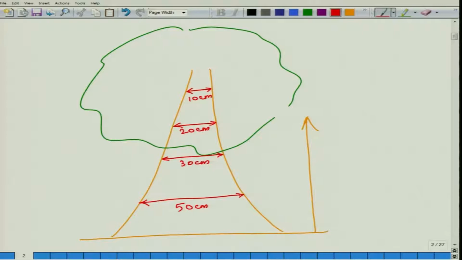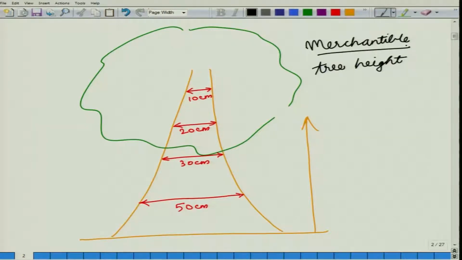Now, when we are talking about the merchantable tree height, merchantable means something that can be used by merchants or something that can be used commercially. For some applications we might need a bole that is 20 centimeters or higher in diameter. So, in this case this portion would be the merchantable portion of the tree, because as soon as we go above this point the diameter is less than 20 centimeters. So, we cannot use that.